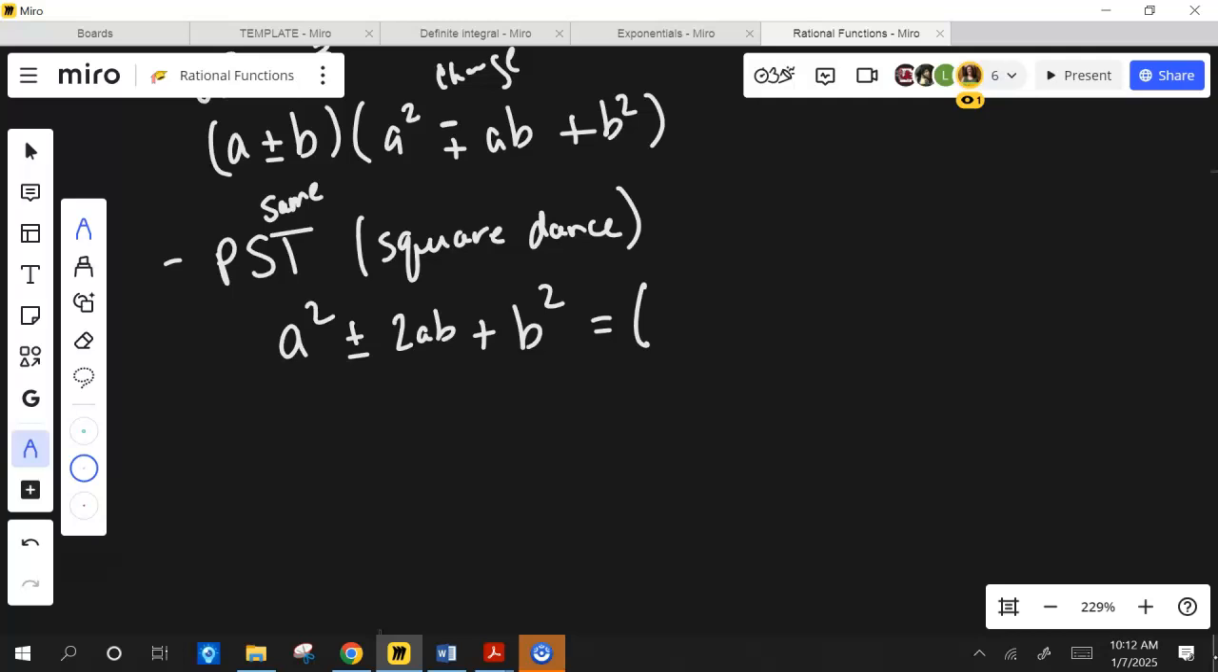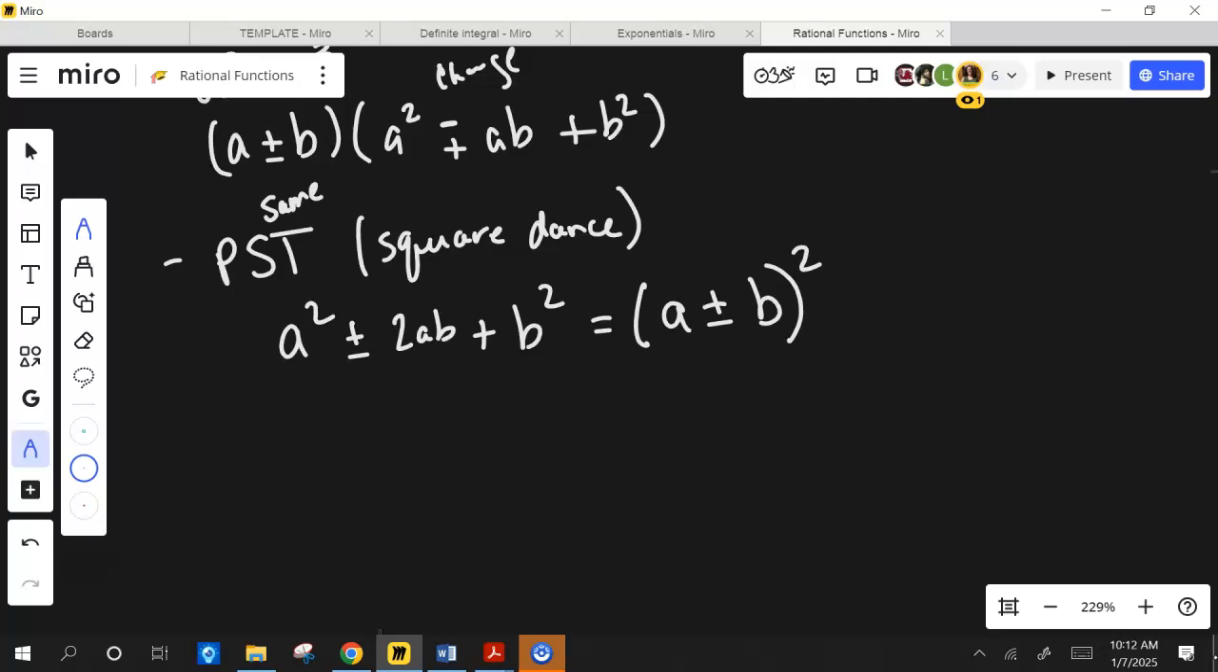Yes, it did. This also had to do with completing the square when we found a good C and we made it square dance if it didn't square dance before. All right, so to factor, it's going to be the square root of the first, square root of the last, with the sign, and then we just square it.